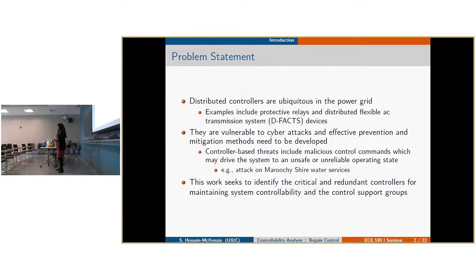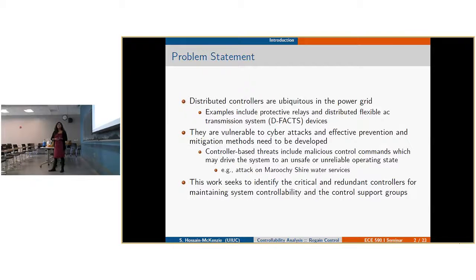These controller-based threats can include sending malicious control commands, which could drive the system to an unsafe or unreliable state. An example of an industrial control system attack is Maroochy Water Services in Australia in 2000, where a disgruntled former employee went around with stolen radio equipment to different distributed sewage equipment sites and issued malicious commands at 46 different sites, and caused about 800,000 liters of sewage to overflow into the town, and thus very detrimental effects.